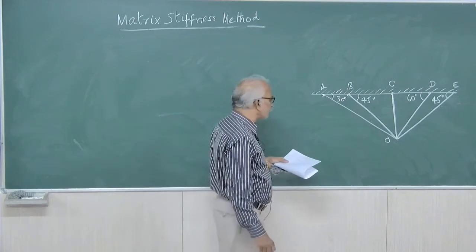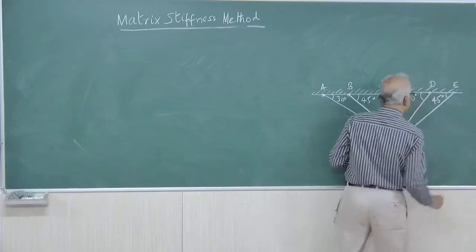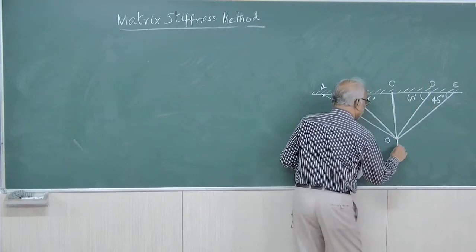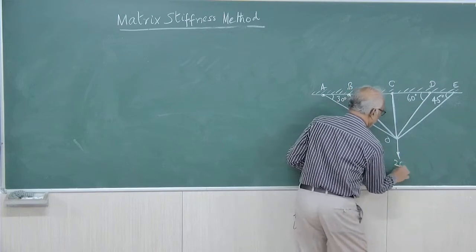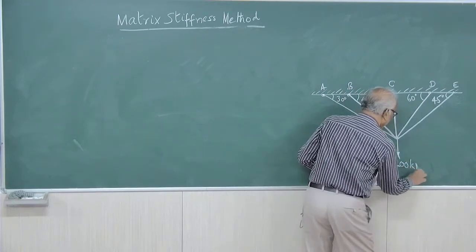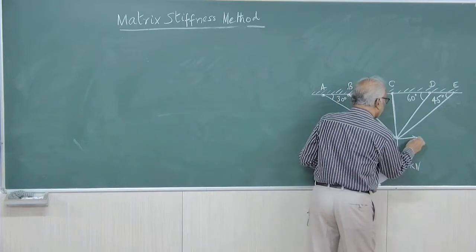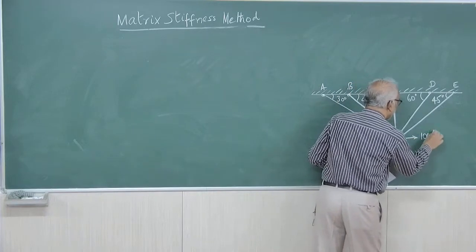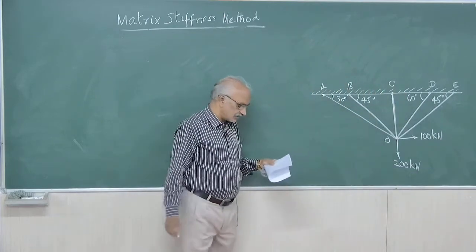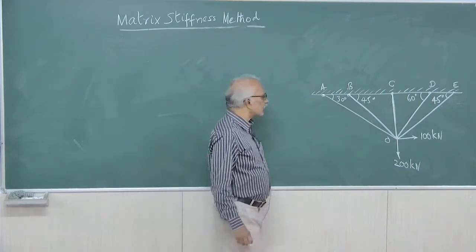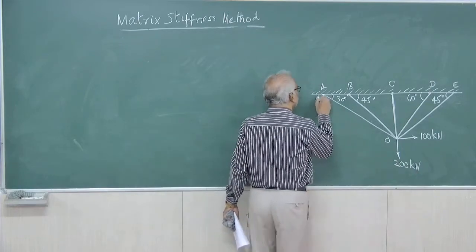Right. Now this truss carries two loads. One is in the vertical direction. So this is the vertical force, equal to 200 kilonewton, and the horizontal force equal to 100 kilonewton. So this is the truss that we have to analyze. The height of the truss is given. The height of the truss is 5 meters.